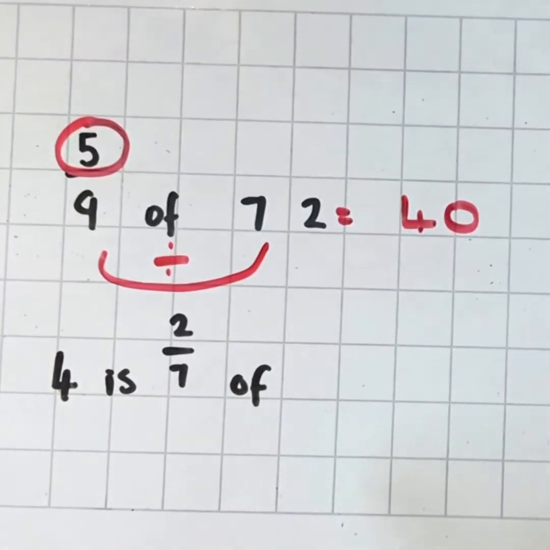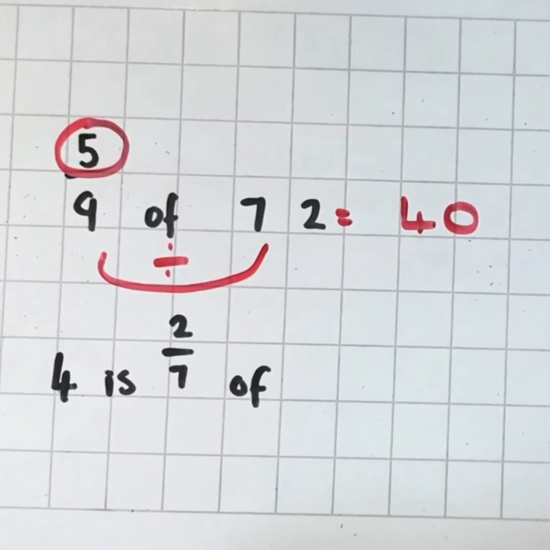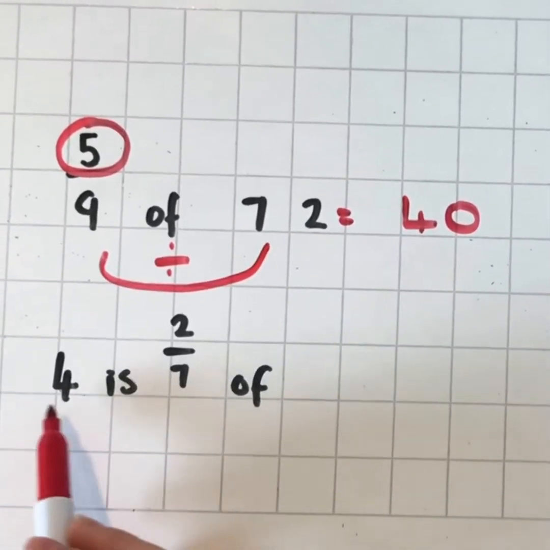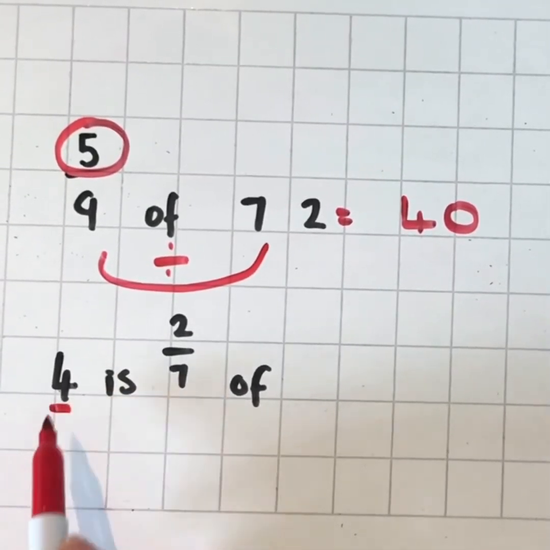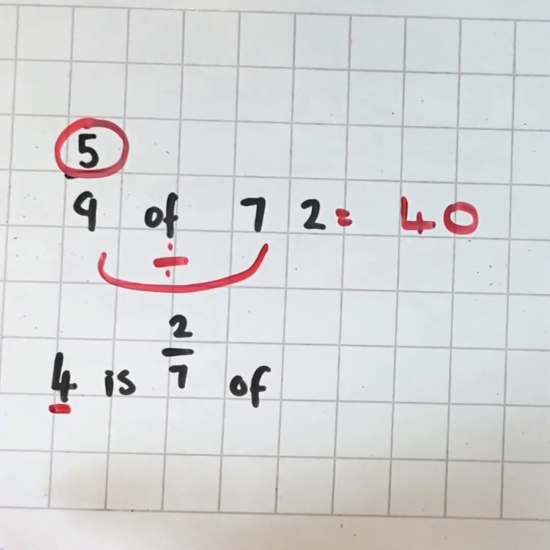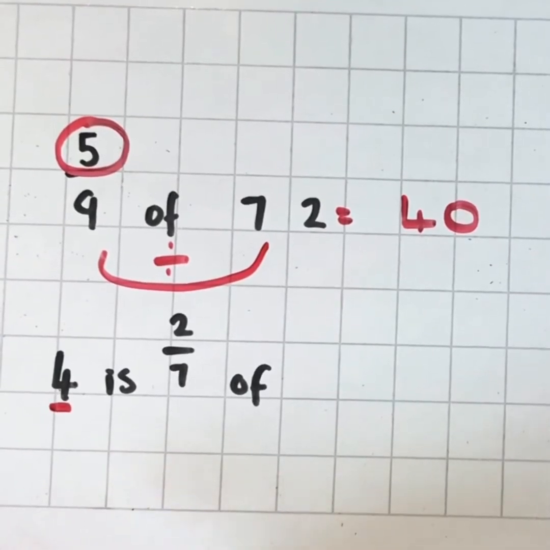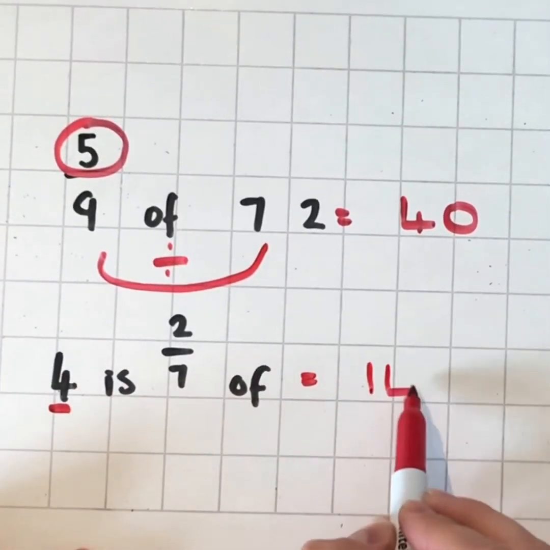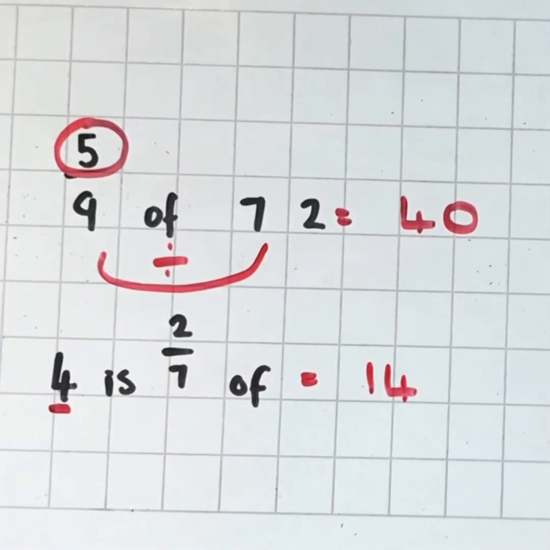Okay, 4 is 2/7 of what number? Okay, so for this one we have to kind of think backwards. So you're thinking about 2/7. Okay, so you're thinking about 1/7 is going to be half of that. So 1/7 is going to be 2. So 1/7 of something is 2. The number's going to be 14. Okay, because 2 times 7 is 14.